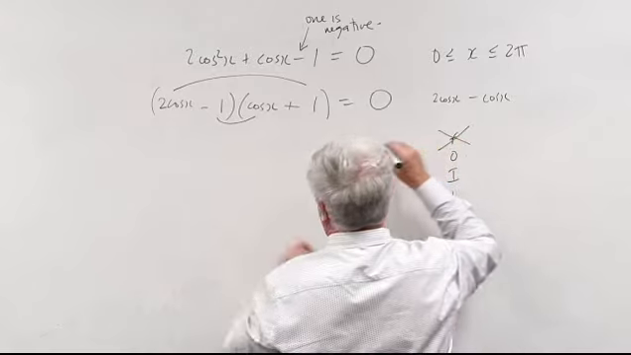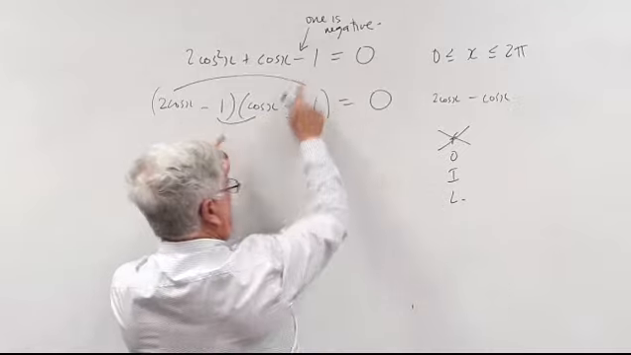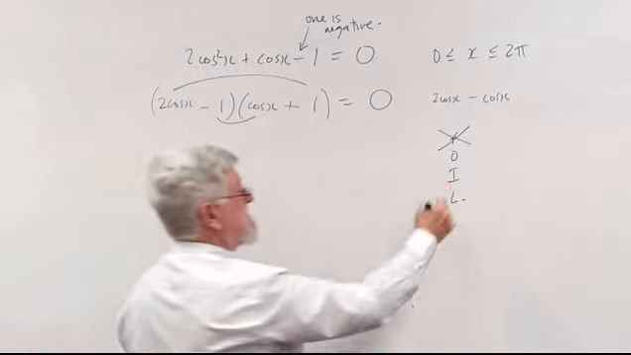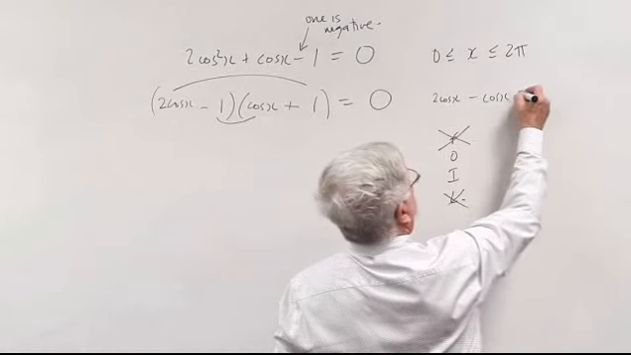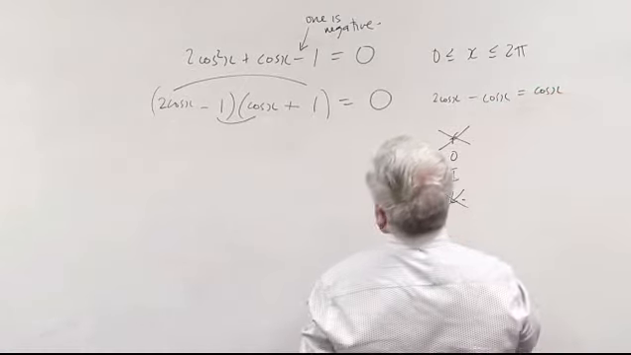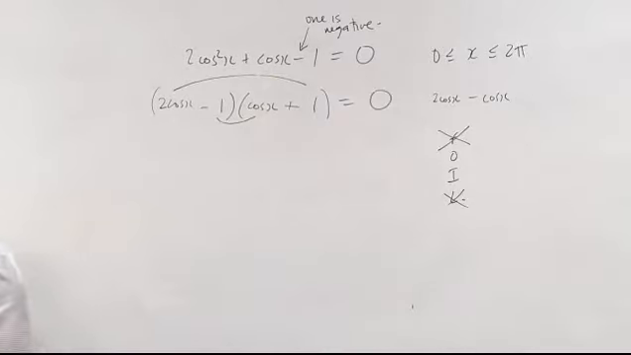So, you know how you talk about FOIL, first, outside, inside, last? We know the first are correct. We know the last are correct. So what do we have to look at? Look at those two. What's that? Cos x. Hey, we got the right one. What do you do with that then?